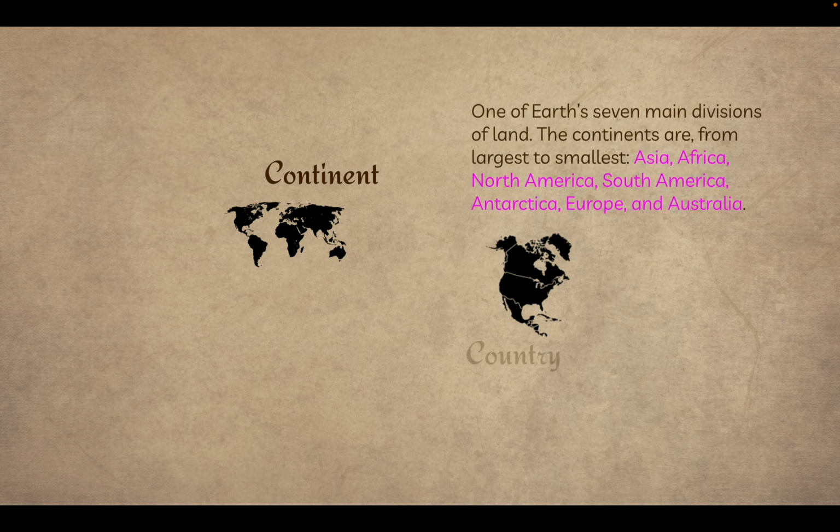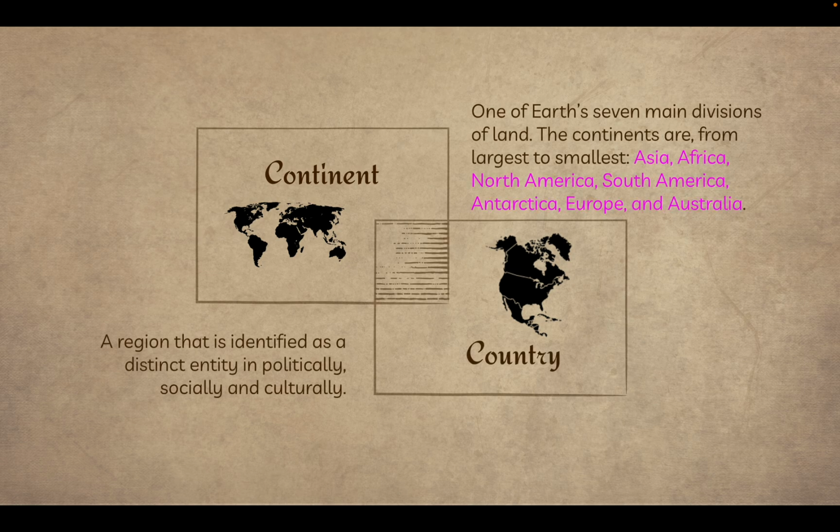So when we talk about the world map, we have a continent. A continent is one of the Earth's 7 main divisions of land, like Asia, Africa, North America, South America, Antarctica, Europe, and Australia. You live in the continent of North America. So these are larger regions of the world. And within continents, they house countries. So, countries are going to be a region that is identified as a distinct entity, whether it's politically, socially, and culturally. So, for instance, we live in the country of the United States of America. There are two other countries.